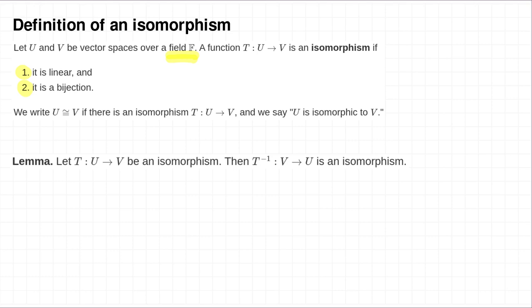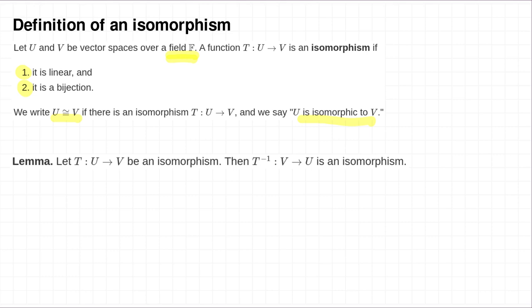Now, if we have two vector spaces, U and V, and an isomorphism T from U to V, then we write U and then this symbol, which is an equal sign with a wiggly line on top, and then V, or we say U is isomorphic to V. So both that symbol and the sentence U is isomorphic to V mean there exists an isomorphism from U to V.